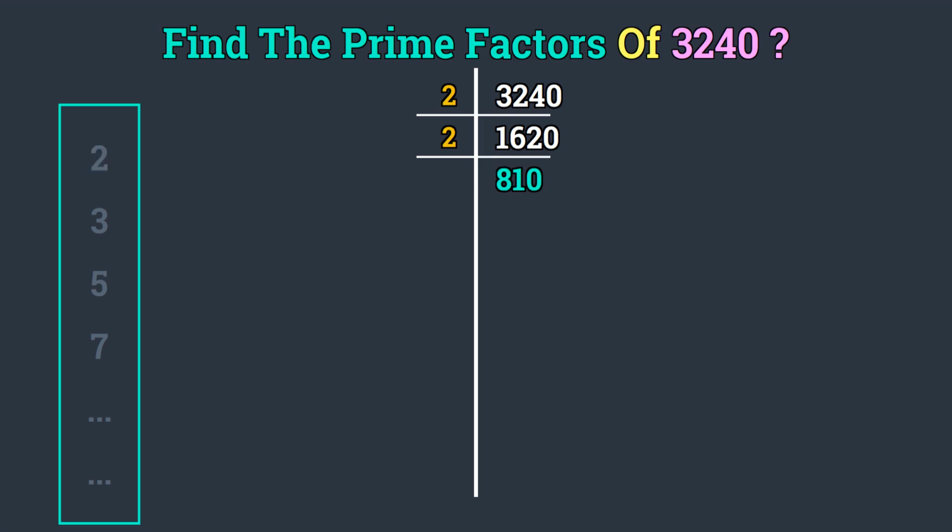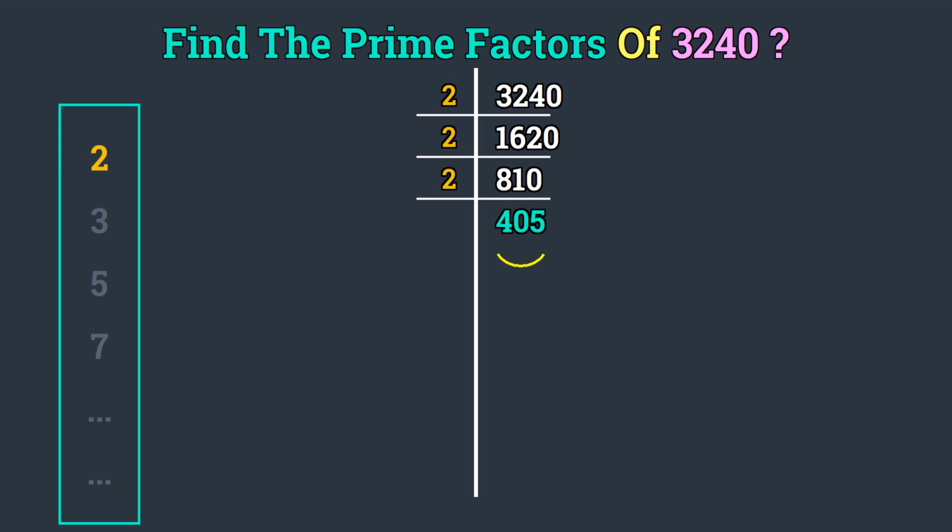Dividing 810 by 2, which equals 405. So 810 divided by 2 equals 405.